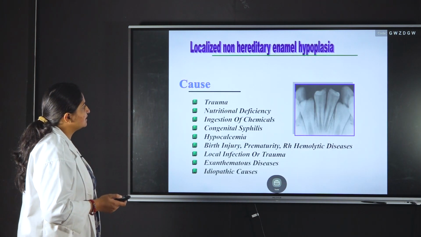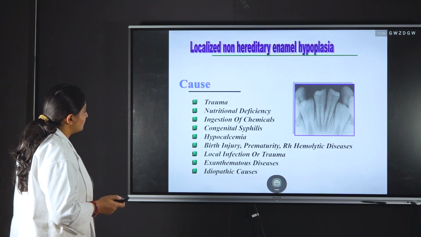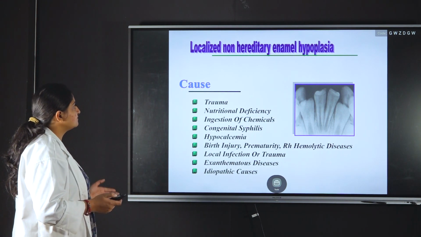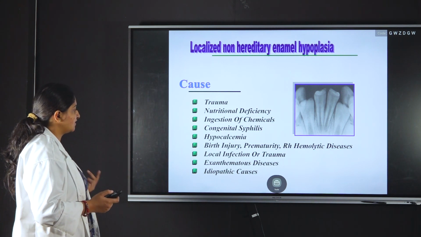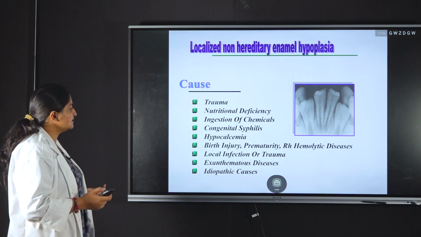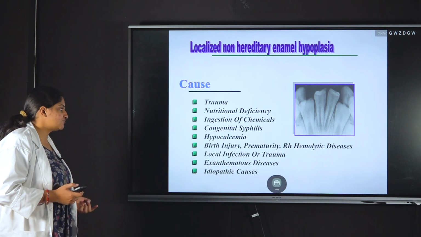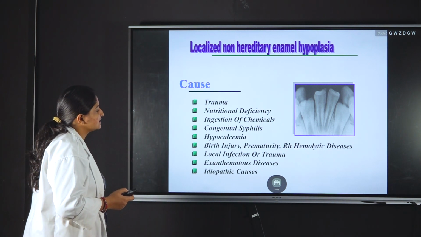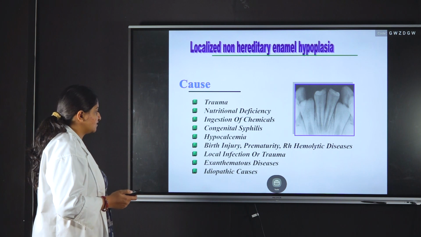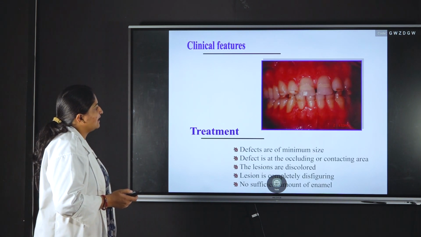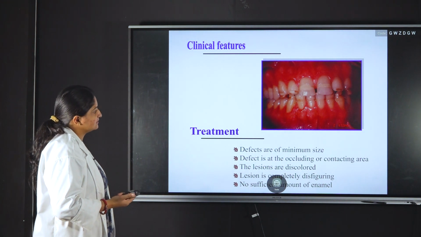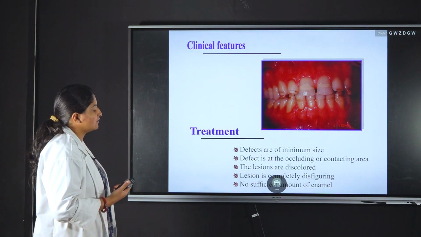So localized non-hereditary enamel hypoplasia, the causes of it are trauma, nutritional deficiency, ingestion of chemicals, congenital syphilis, hypocalcemia, birth injury, prematurity, Rh hemolytic diseases, local infection or trauma, exanthematous disease, and idiopathic causes. It may be presented like this in a clinical photograph.